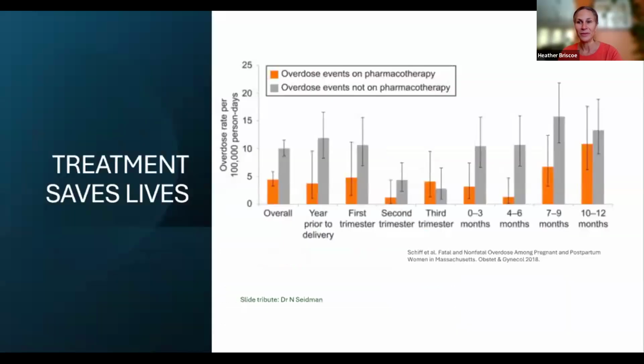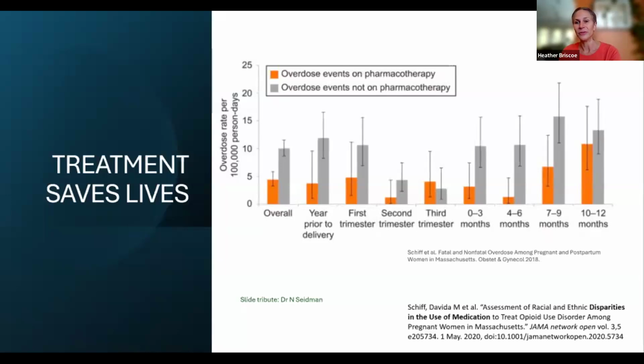And we know that treatment with evidence-based standard of care, pharmaceutical treatment, saves lives. And this is just a study showing that women who were treated with pharmacotherapy were much less likely to have an overdose event. The orange being those on pharmacotherapy versus the gray being those who were not.